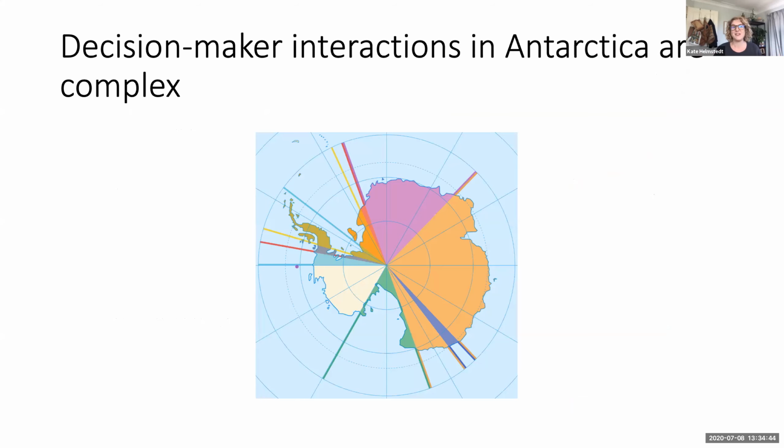And of course, decision maker interactions in Antarctica are incredibly complex. And I think part of this theme will be learning how complex they are and trying to get that information into the problem.